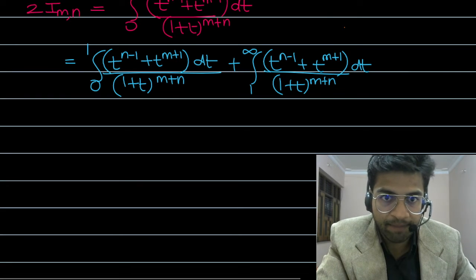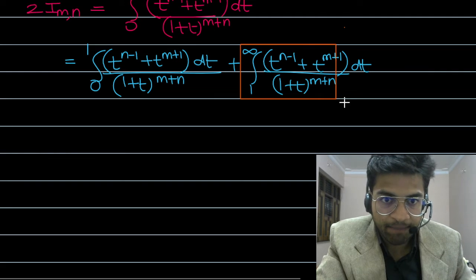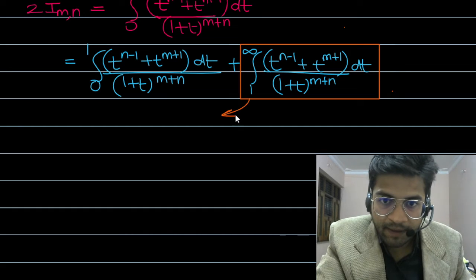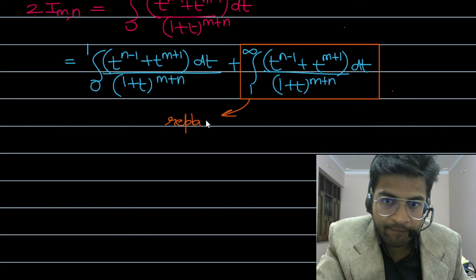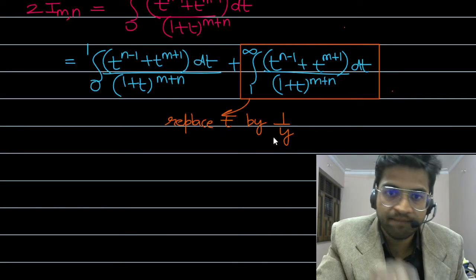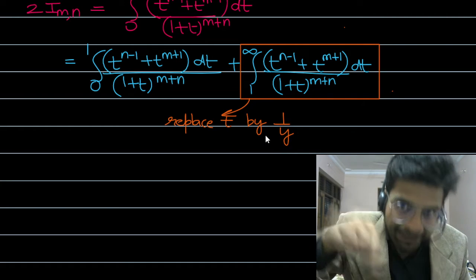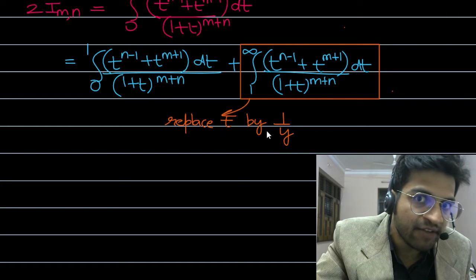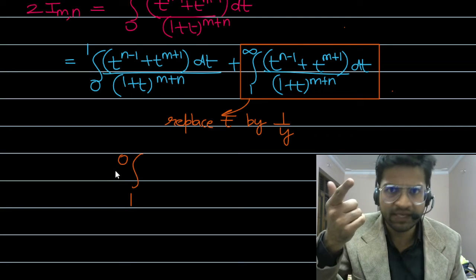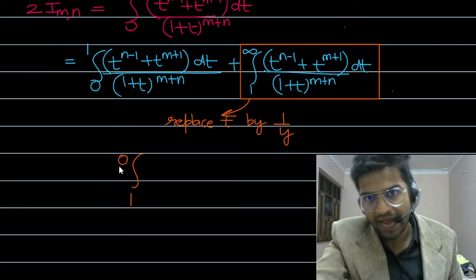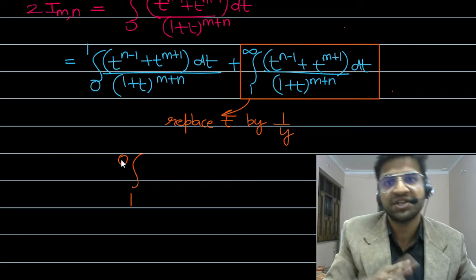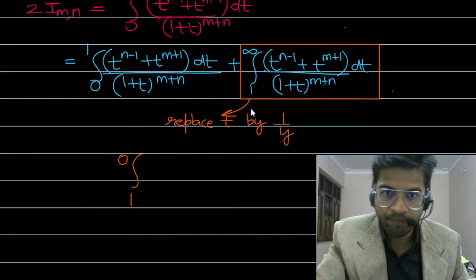For the second part only, replace in the second part, which I have enclosed with an orange color rectangle, t by 1 by y. Fine. By doing so, the limits of y will be 1 to 0. Again, there will be a negative sign that we will have from dt, and we will reverse the limits. What I am doing right now is converting the second expression to the desired form. So we have 1 to 0, right?